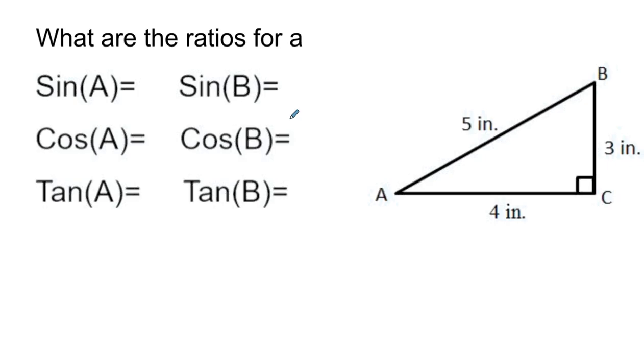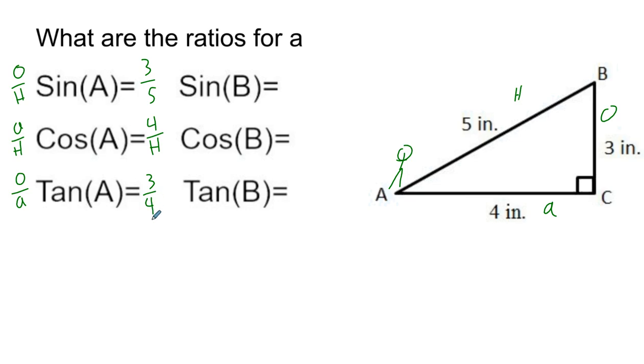Okay, what are the ratios for these angles? So sine is opposite over hypotenuse, cosine is adjacent over hypotenuse, and tangent is opposite over adjacent. So if I'm standing at A, I'm going to have opposite, hypotenuse, adjacent. So I have 3 over 5. For cosine, I have 4 over 5. And tangent, I'm going to have 3 over 4.